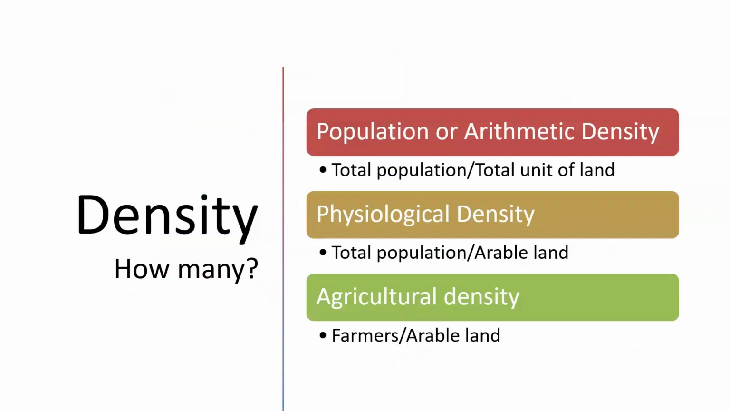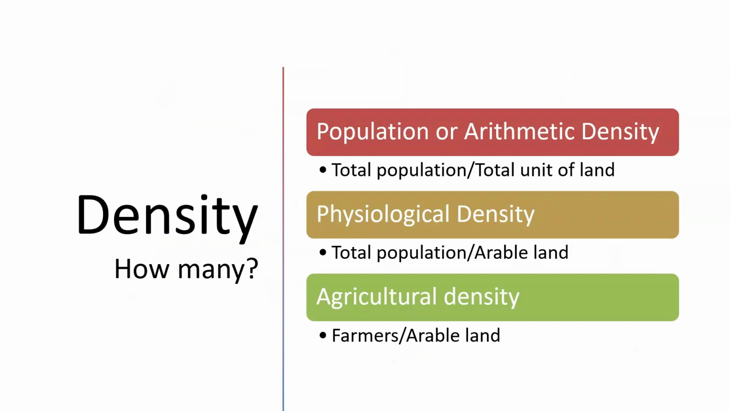We've also talked about density. We have three types of density that we have talked about. We have population, or arithmetic density, which is the total population divided by the total land area. We have physiological density, that's about the total population to the total arable land. Now remember, arable land is going to be the land that we can farm.